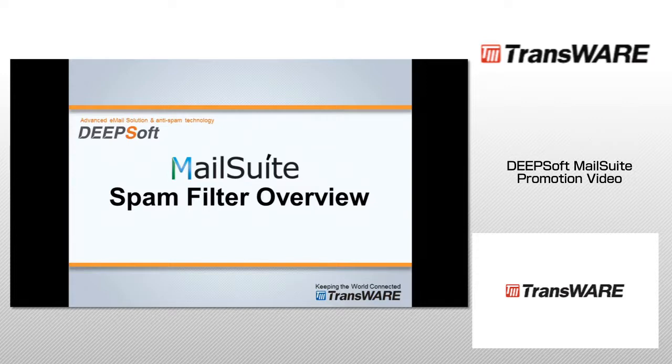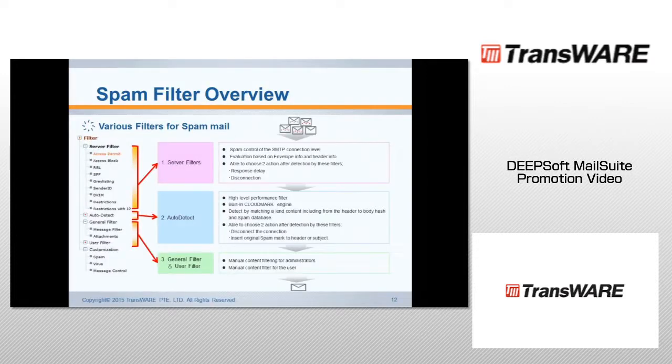MailSuite has an anti-spam function by default as a security measure. MailSuite's anti-spam is roughly divided into 4 functions: server filter, auto-detect, content filter, and user filter. The server filter judges spam at the SMTP connection level. This filter judges whether a mail is spam or not based on envelope information and header information. So the server filter contains filters such as RBL, SPF, gray listing, and sender ID.